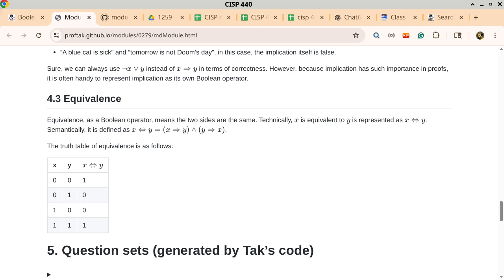It's easy to remember with this one, because when the two sides of equivalent to are the same, then it gives you a true. When they are different, it gives you a false. So in many ways, it's kind of like binary comparison, okay? But this is a logical operator. Equivalent to is also known as if and only if. So when I say x is equivalent to y, it is also the same as saying x if and only if y.